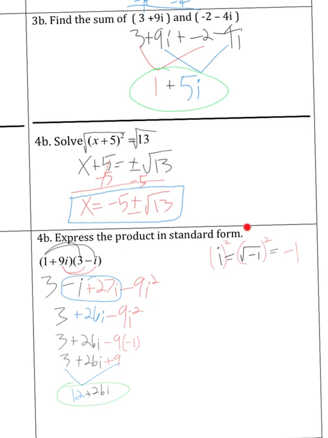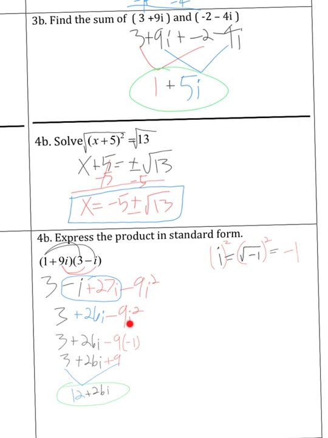4b, express this in standard form. So 1 times 3 is 3. 1 times negative i is negative i. 9i times 3 is 27i. 9i times negative i is negative 9i squared. So I could combine these two to make 26i.